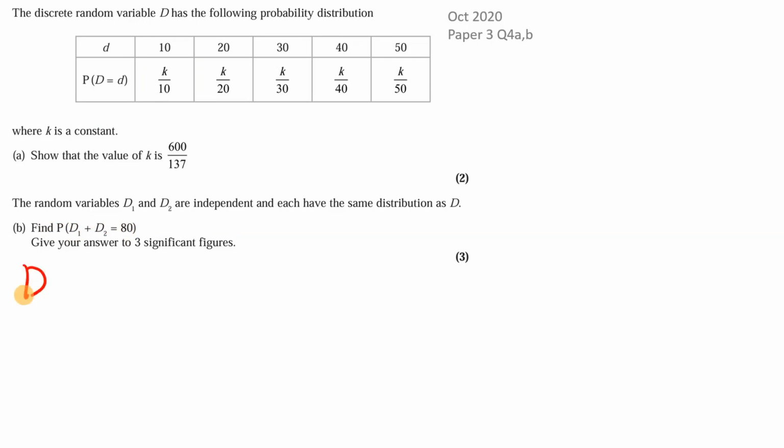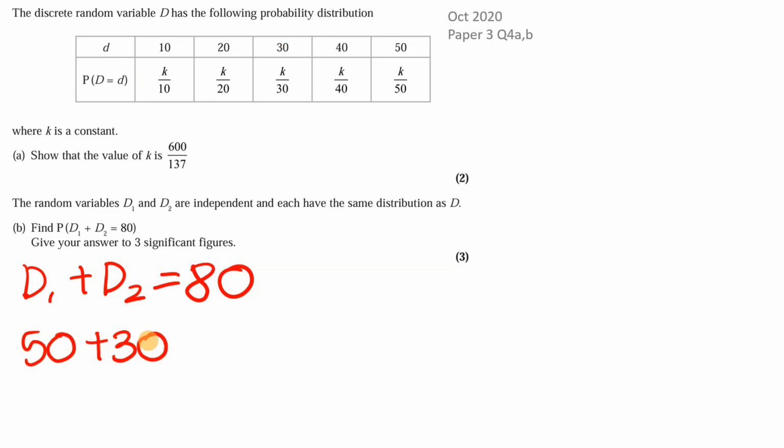So if we consider D1 plus D2 is equal to 80, once again D1 can be either 10, 20, 30, 40, or 50, and this is the same for D2. So we need to consider what pair of values of D1 and D2 in this table here add together to give 80. Now, if you consider this, you realize there are 2 pairs of values for which this could be the case. You have 50 here, and you have 30 here.